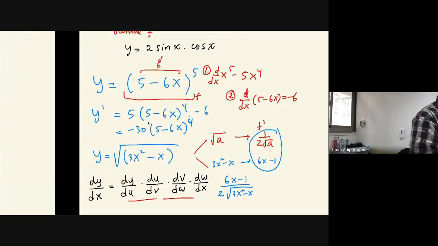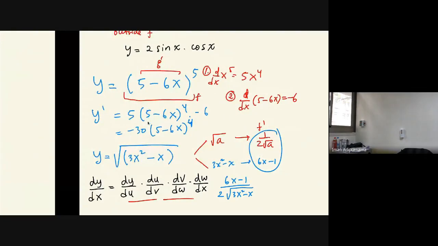But please do remember this form, because this will be useful for your next semester calculus, and also for your engineering mathematics. You will see these forms more and more.